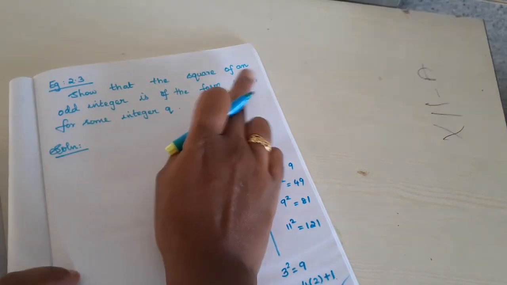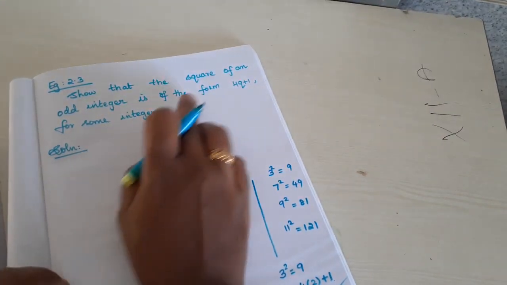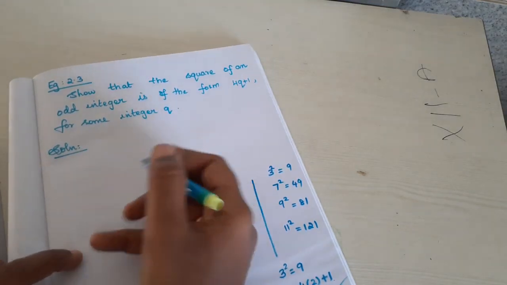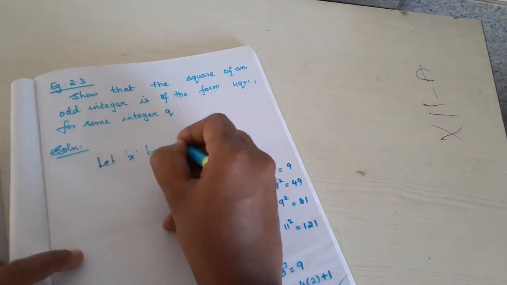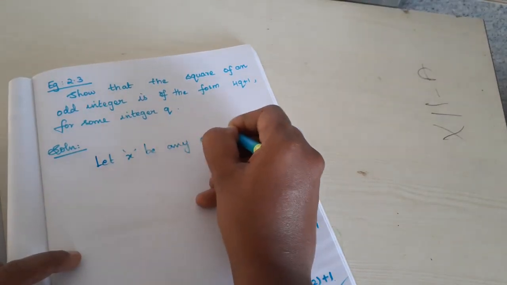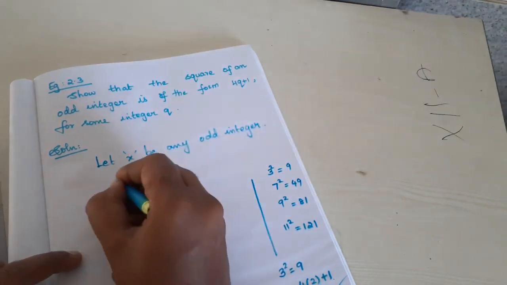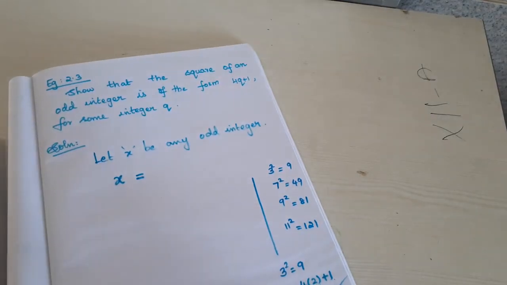Show that the square of an odd integer is of the form 4q plus 1 for some integer q. We don't know which odd integer we need to take. So let x be any odd integer. So x is the odd integer, correct? x equal to odd integer.